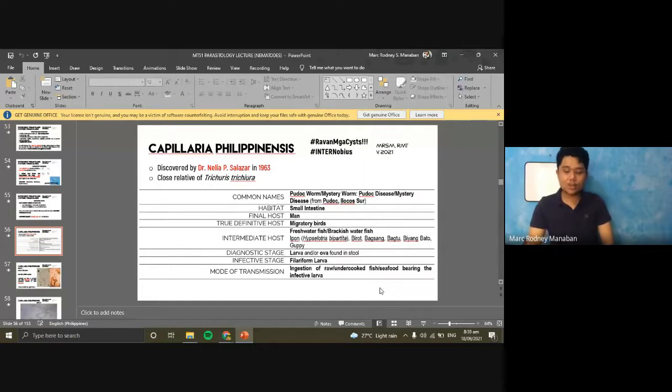Now, diagnostic stage, pwede ang larva makita, but most of the time, ato ma-recover kay the ova of your Capillaria filipinensis, okay? So, pwede po siya other seafood like shrimps, crabs, alright? But most of the time, fish good siya. Because in those areas din, the people defecate or malibang sila sa waters kung asa makita ito mga fish and mga crabs. So, that's for Capillaria filipinensis. Pudok worm, mystery worm, again, infective stage, filariform larva, take note. And the mode of transmission is ingestion of undercooked fish or seafood bearing the infective larva.